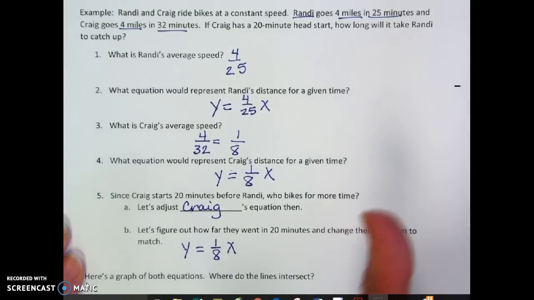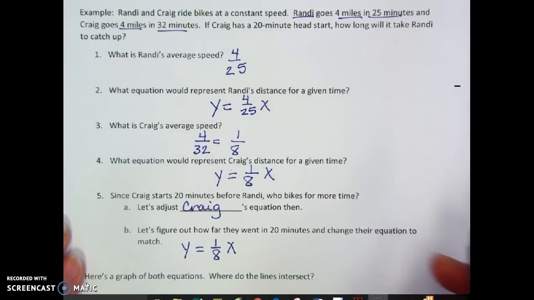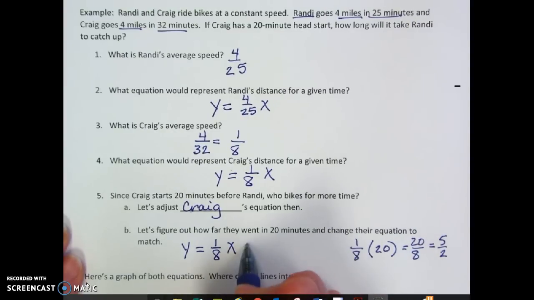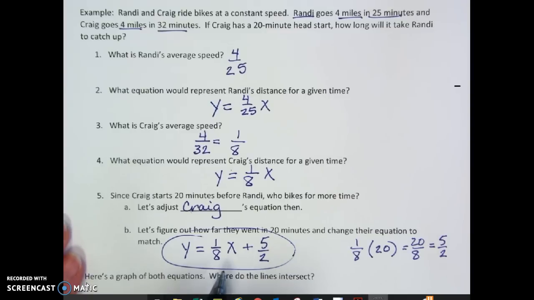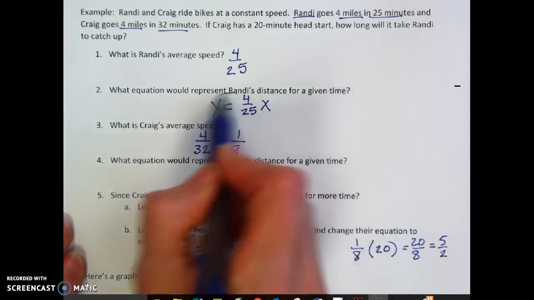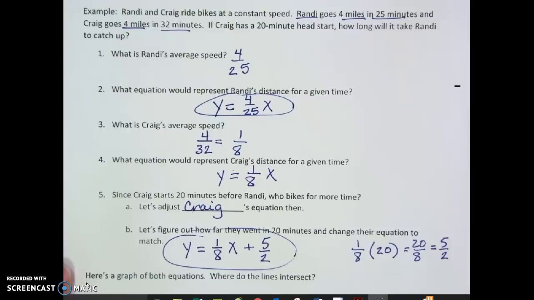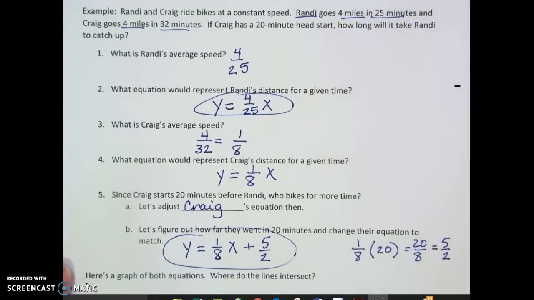So we need to figure out what that chunk of distance is. We do that by taking his speed times the time that he rode. He rode for 20 minutes. So this would be 20 over 8, which reduces to 5 over 2. So he rode 2.5 miles already. We'll leave it 5 over 2, and that's the amount that we add into our equation. So this is going to be Craig's new adjusted equation, and this is Randy's equation that we're not changing. Again, we're going to graph both of these equations and take a look at where they intersect.